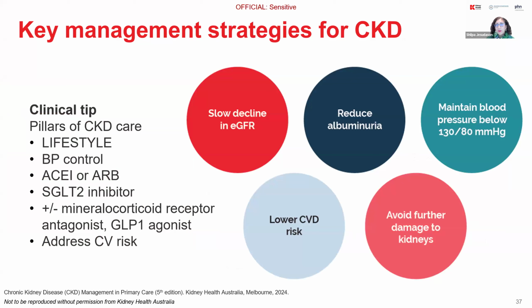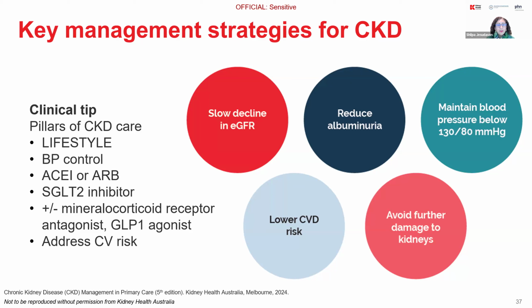Today is not about talking about management, but I couldn't let you go without just touching on the key management strategies for chronic kidney disease. The goals are to slow down that decline in GFR, reduce the albuminuria, get blood pressure to target. We know there's a lot of blood pressure inertia that happens in Australia. We want to lower cardiovascular risk.